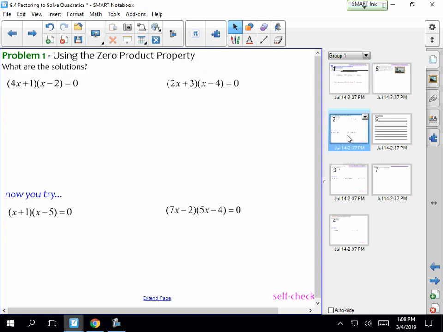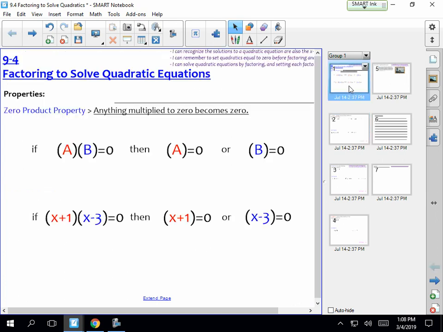And today I just want you to do the now you try problems, and I will give you credit for classwork today. Anything multiplied to 0 becomes 0 is what that says. So I'm going to have you just do the now you try by yourself today after I do the samples, and that will be your classwork.